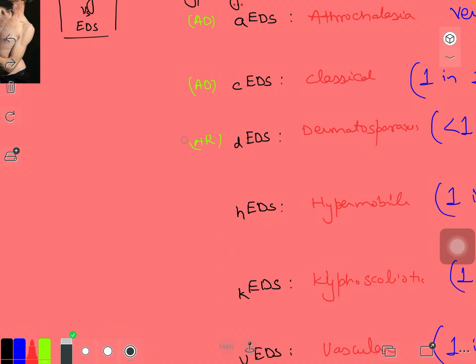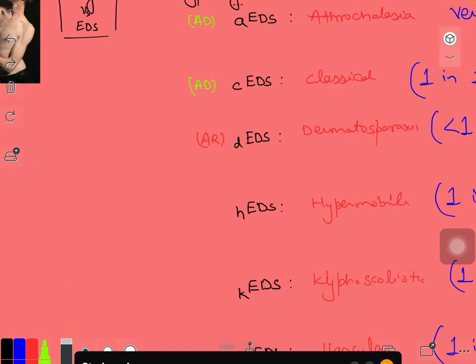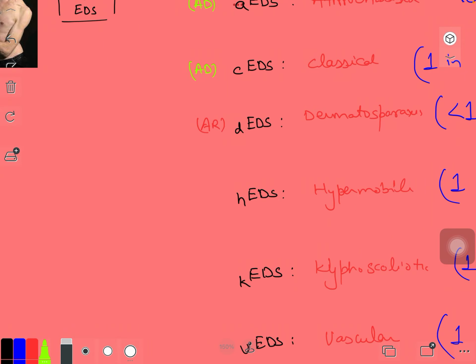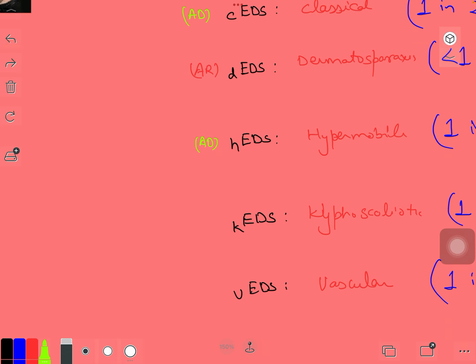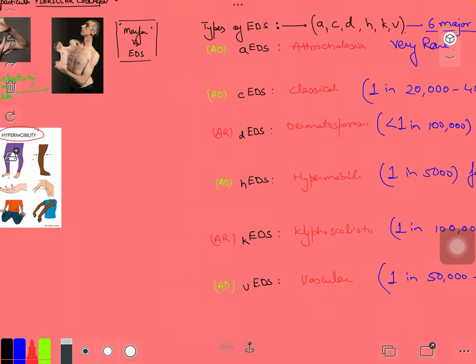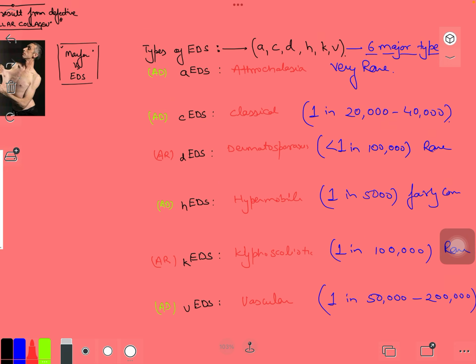Okay, let's change the color. This is autosomal recessive type. Then again, the H variant is autosomal dominant type, and the last one is also autosomal dominant type. And the K type is again autosomal recessive. So all the important autosomal dominant types we need to remember.